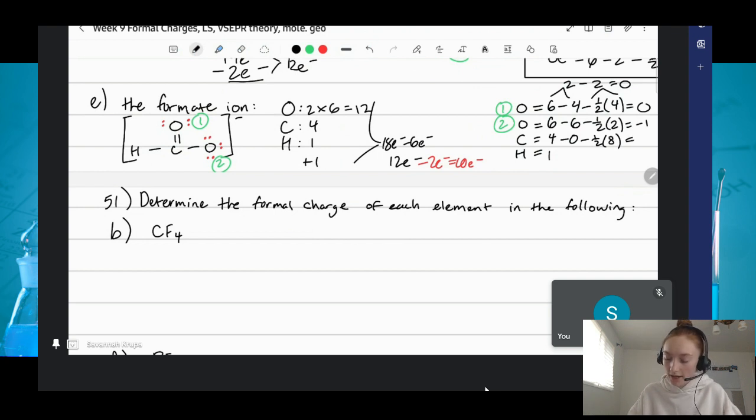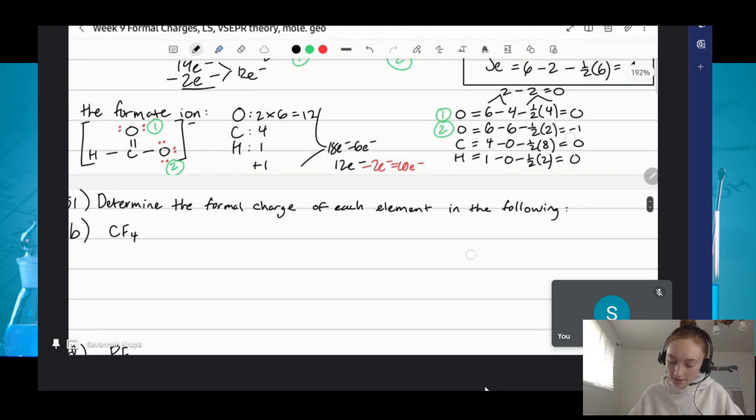And so 4 minus the 1/2 times 8, that'll be 0, since 1/2 times 8 is 4. So 4 minus 4 is 0. And for the hydrogen, there's no lone pairs of electrons, and there's only 2 that it's sharing, so 1/2 times 2. So that's also 0.